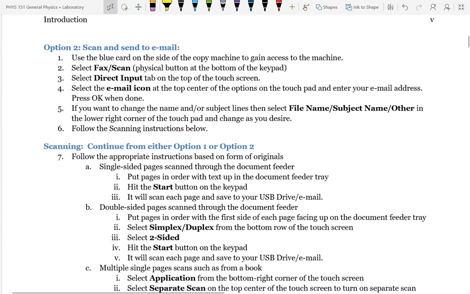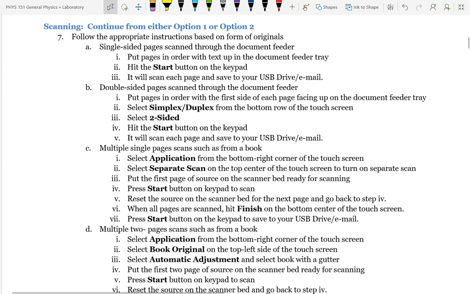If you choose to email it to yourself, you click the fax scan button on the machine after it's logged in, and then you select direct input so you can type in your email address. You type it in. If you want to change the file name subject, there's a button to do that. And here's the scanning instructions.